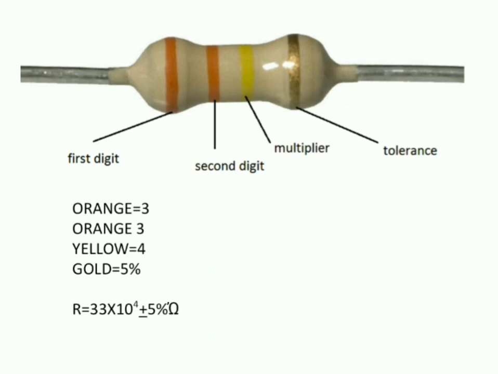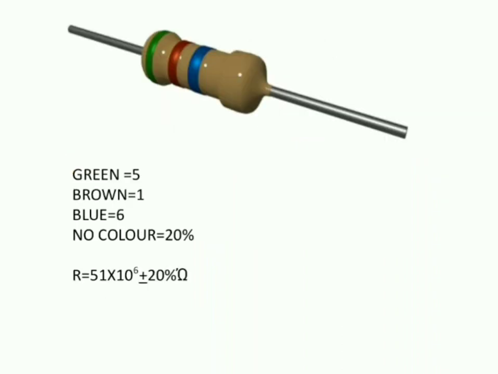So write the color codes. Orange is 3, again orange is 3, yellow is 4, gold, the percentage of tolerance is 5%. Now the formula for resistance: the first 2 digits are 3 and 3, into the third one which is a multiplier, that is 10 power 4, plus or minus 5%. So the resistance of this resistor is 33 into 10 to the power 4 ohms with tolerance plus or minus 5%. Let's look into one more example.